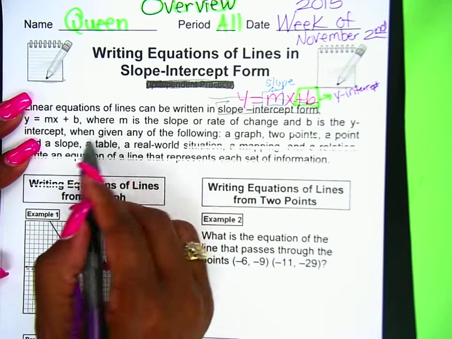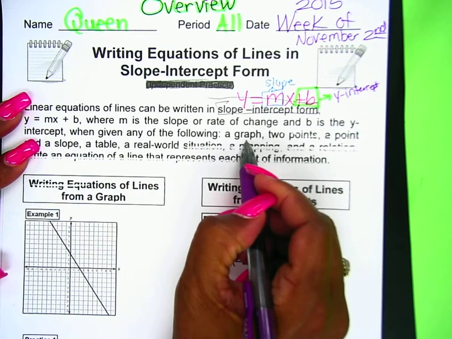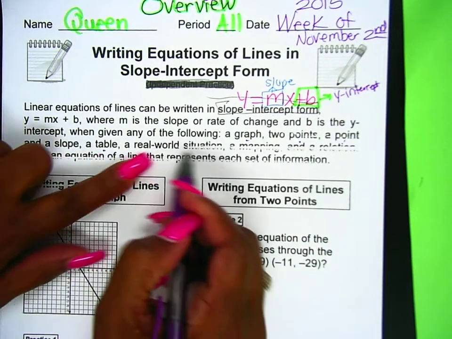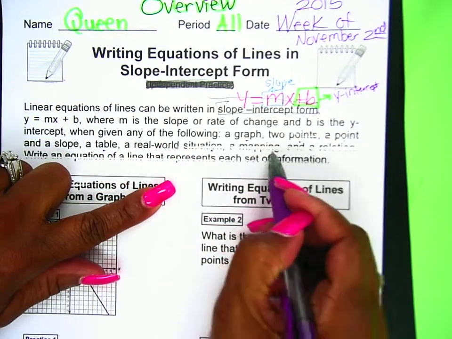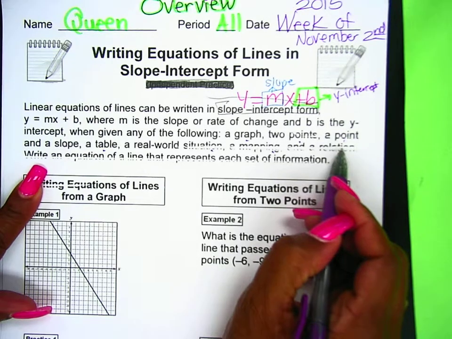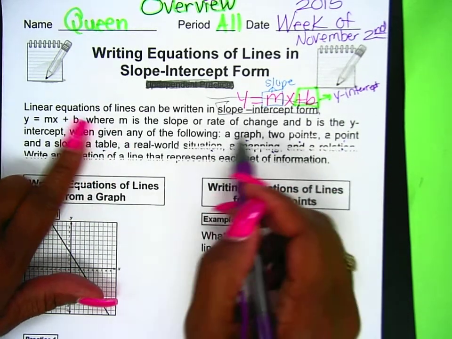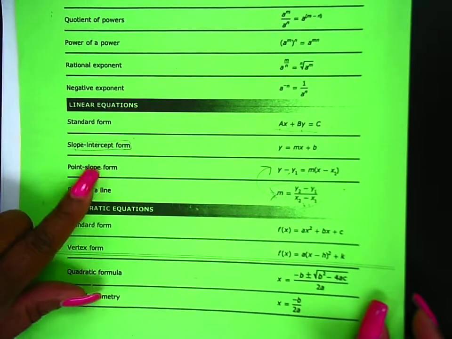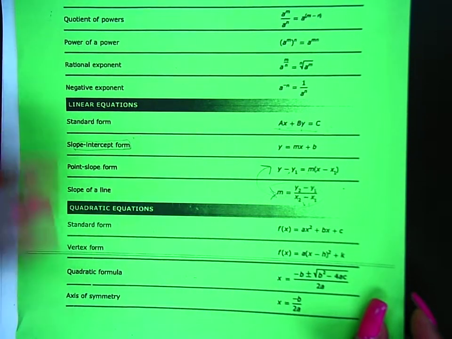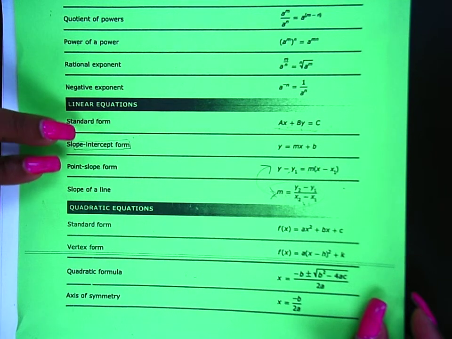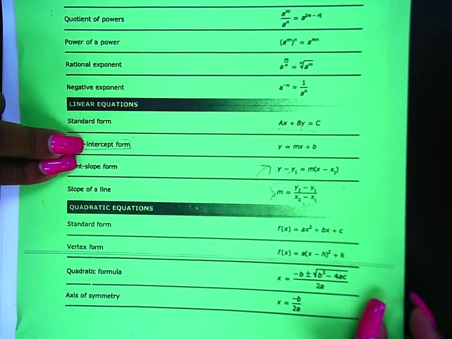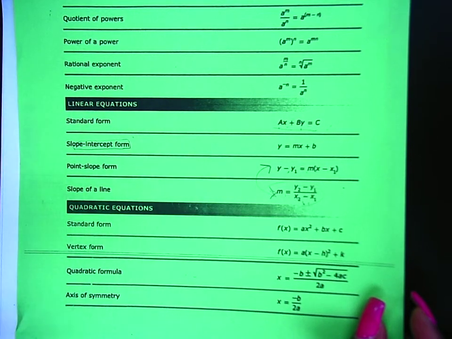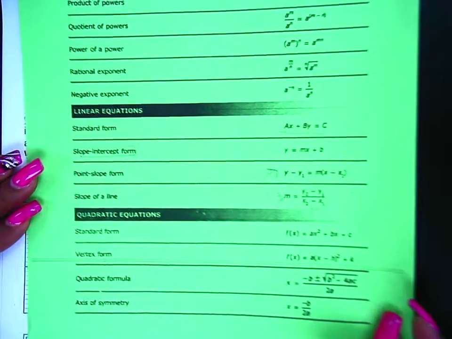But, okay, good. When given any of the following, a graph, 2 points, a point and a slope, a table, a real-world situation, a mapping, and a relation, okay, you can use the slope-intercept form. However, I would tell you, we will also use the point-slope form, okay? Because my goal is to show you how you could write in point-slope or slope-intercept form, then convert it to standard form so that you can know how to write linear equations in any format.